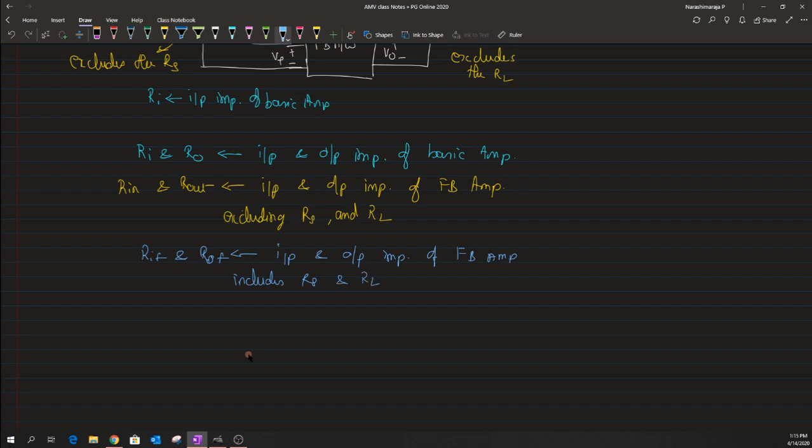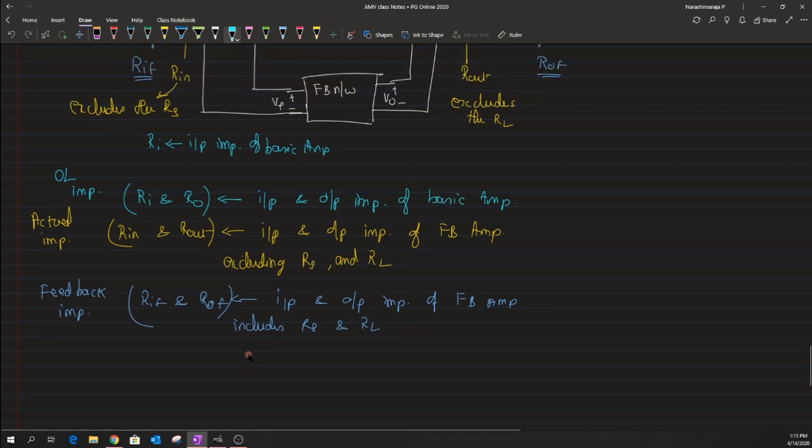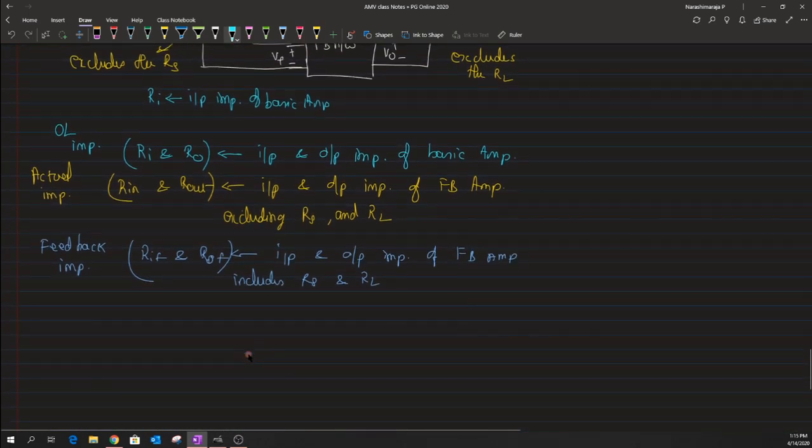Okay, and I'm just going to call this Rin and R out as the actual resistances or actual impedances, whereas I'm just going to call this RIF and ROF as the feedback impedances, and yeah, these are nothing but the open loop or the basic amplifier impedances. Okay, so I guess you are clear with these definitions here, and later we'll try to discuss some set of problems here.